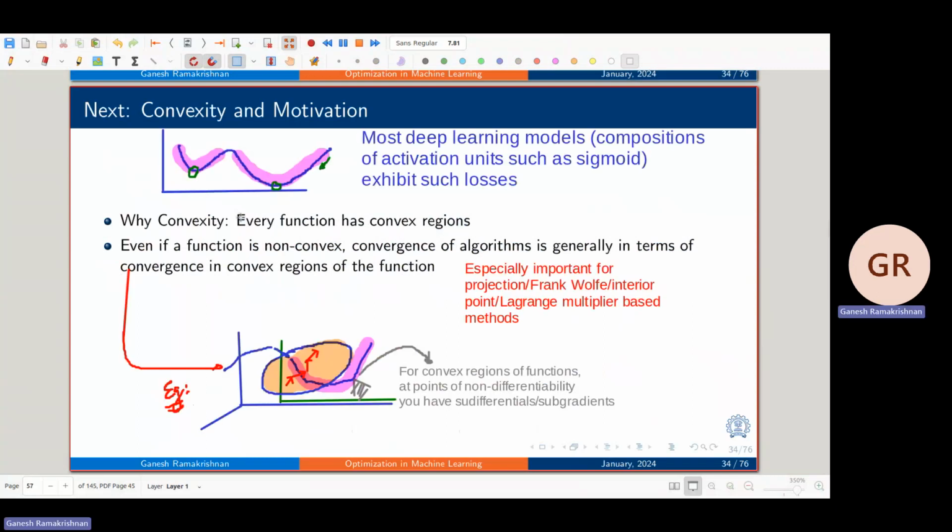Okay. So I try and depict this here. Even if you have a non-convex function like this, it still has convex regions, right? And you talk about most deep learning, which are compositions of activation functions such as sigmoids, which I just showed in the last slide. They will exhibit losses which are of this form, which have these convex regions. So we'll look at projection methods. Convexity becomes important. In fact, convexity is very important for the sets. You will project into convex sets.